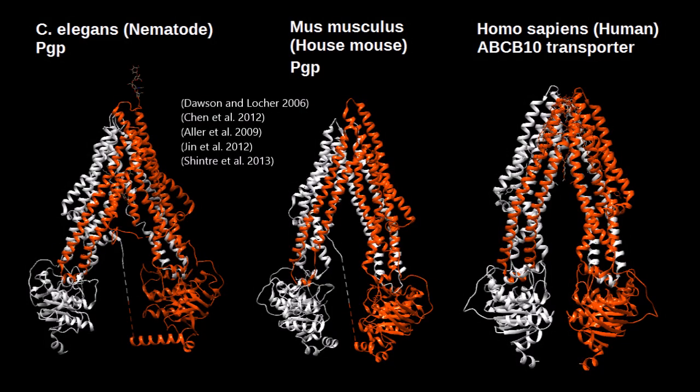The crystal structures of ATP-binding cassette transporters and P-glycoprotein-1 used in this video are not human, but are identical enough in sequence and function to human receptors to make valid comparisons.